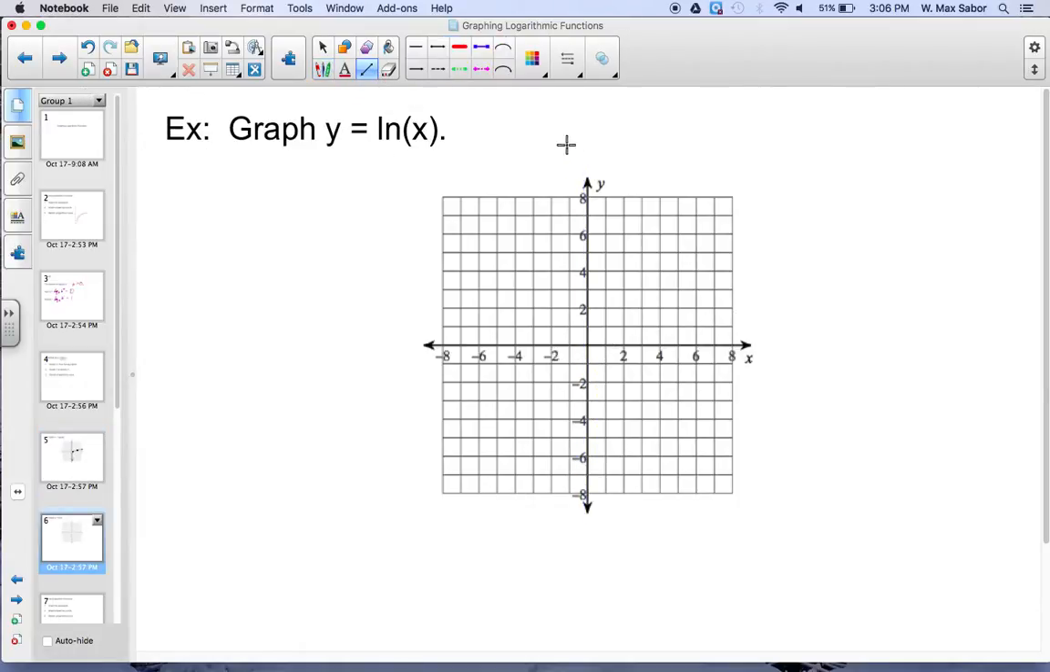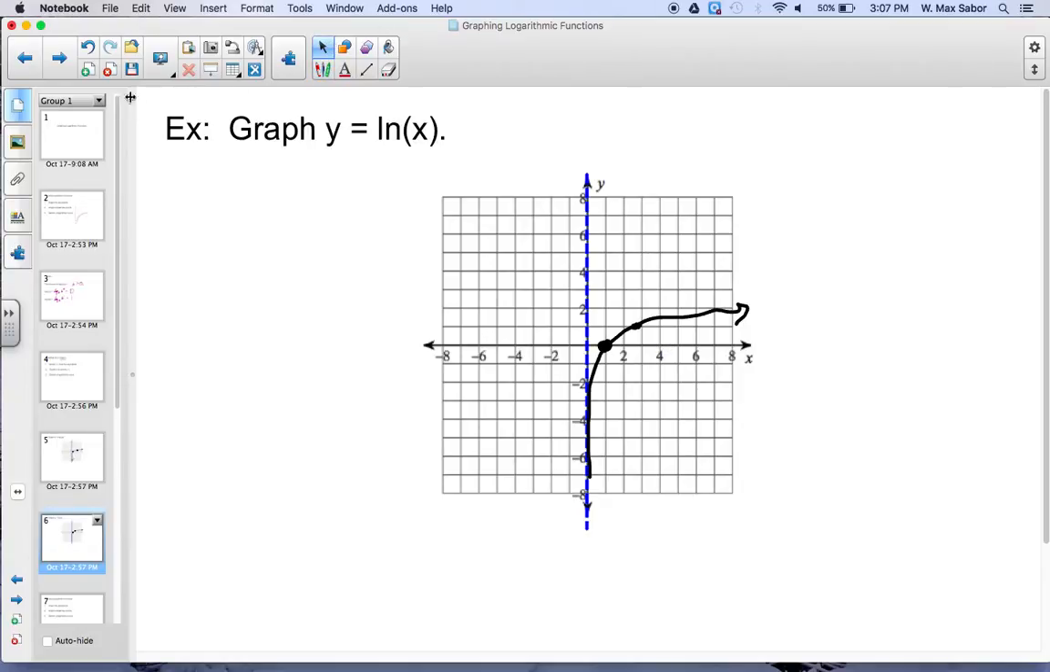Natural log of x. Once again, we have an asymptote at x equals 0. When we plug in 1, we should get out 0, so 1, 0 is a point. And then if we go over to e, which is 2.718, that'll be 1 as our output. So this will look like this. It's a little sloppy, but that's approximately what the natural log of x looks like.